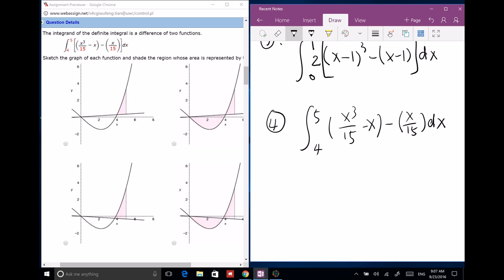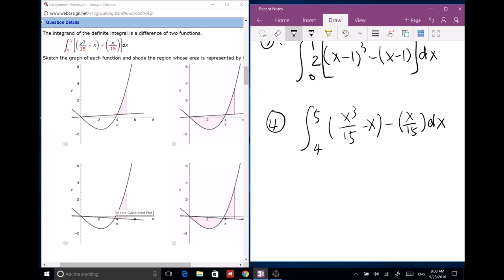The bottom left, Brad? The bottom of this one? Yep. Why is this one right? Well, that one's integrated from 4 to 5, and then if you see the second function that's being subtracted, that's a negative 1/15 x, and that slope looks like it's about negative 1 over 15 x.